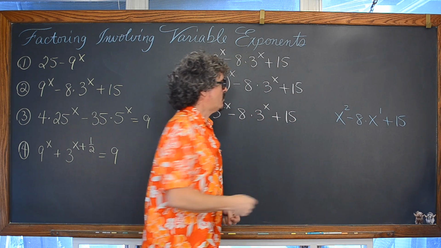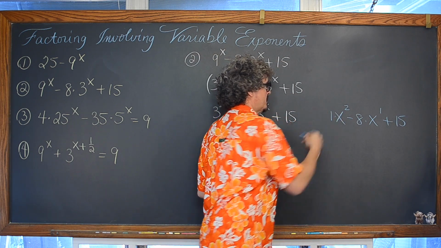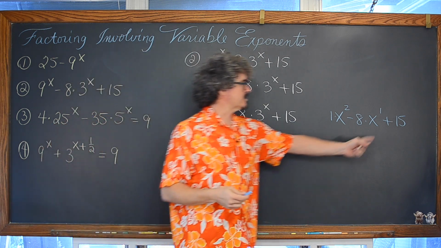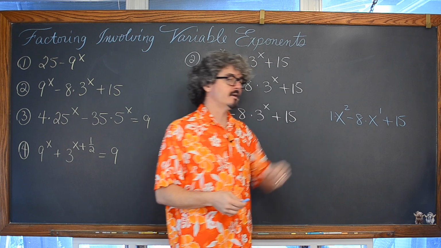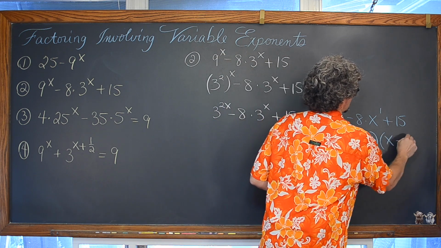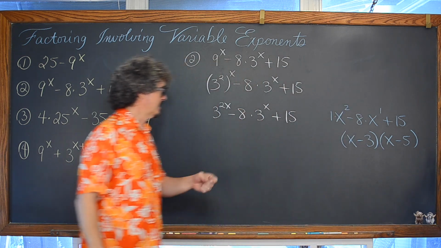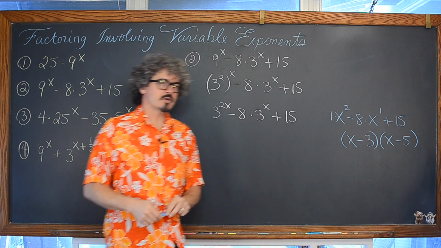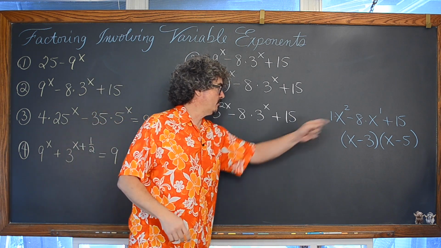Well, when you see a quadratic polynomial, a trinomial, that has a leading coefficient of 1, all you have to ask yourself is what factors of positive 15 add to negative 8? That's going to be negative 3 times negative 5, and you can check it. But how is this the same as this expression, this trinomial, written with an exponent of 1?